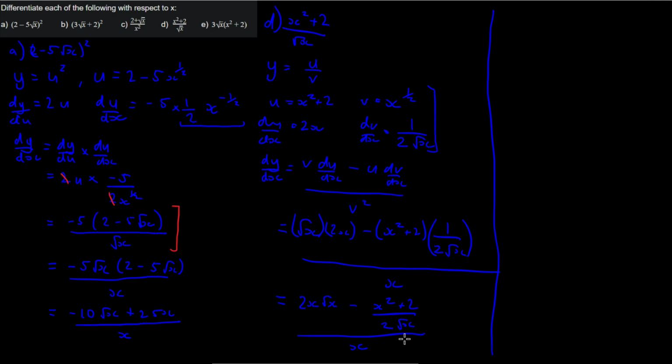So we've got this thing here. This is the problem, really. That's the real problem. If we can make both terms with a 2 root x on the bottom, I think that'd work quite nicely. So 2x root x times 2 root x over 2 root x minus x squared plus 2 over 2 root x.